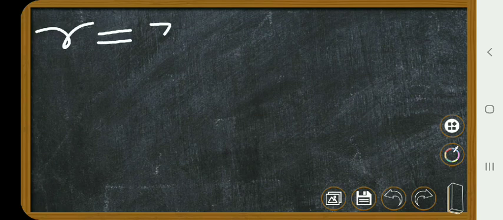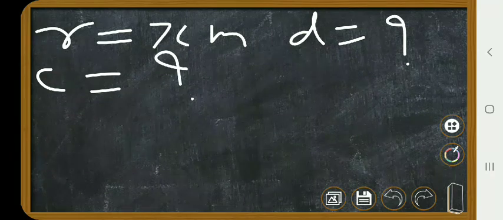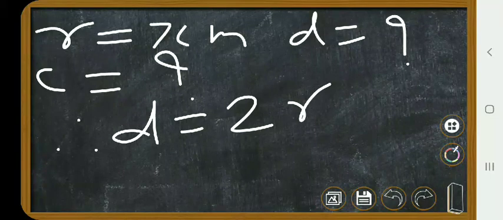Radius is given in the first row. Radius is always denoted by a small r, not a capital R. Radius is given as 7 centimeter. We have to find d, that is the diameter, and the circumference, that is c. See, we already know that d is equal to 2r, this is the formula. If the radius is given, you can find the measurement of the diameter.